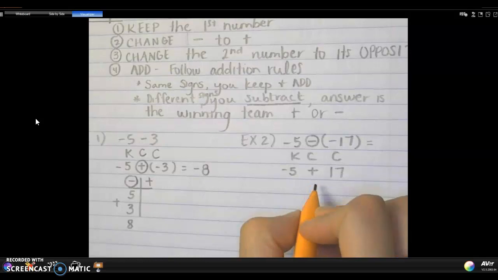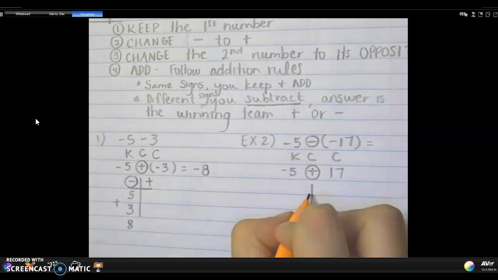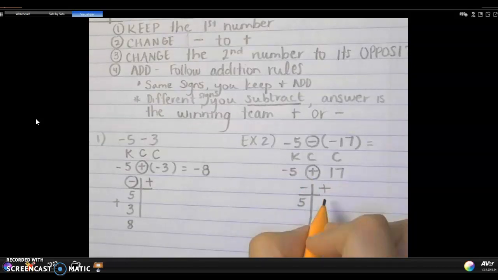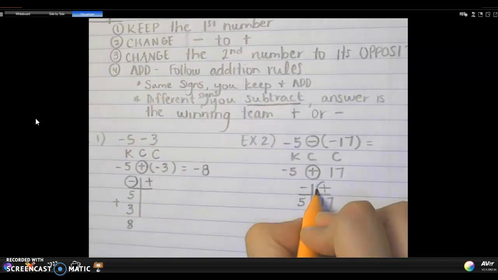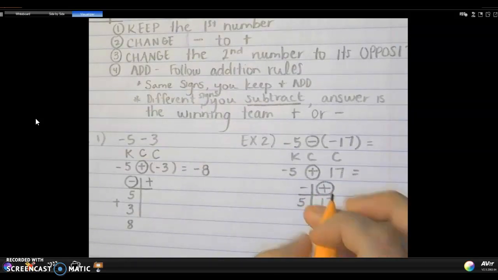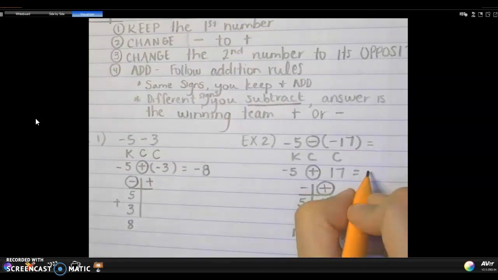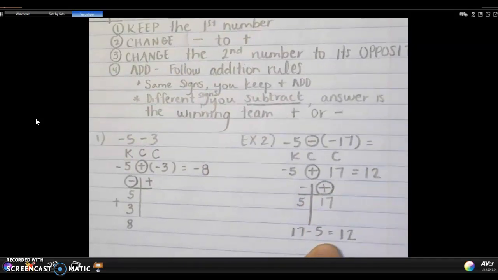And now I have the same thing as yesterday. Now I have addition, so I make my teams. -5 is negative, so it goes in the negative team. 17 is positive, so it goes in the positive team. And then we can see that the positive team wins, so my answer will be positive. The positive team wins by, we have to subtract and get 12. So the positive team wins by 12 points. And since the positive team wins, my answer is a positive 12.